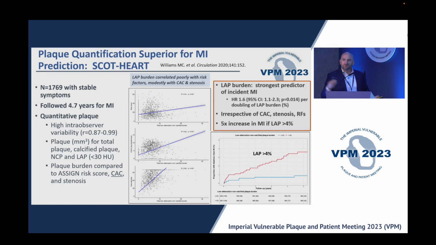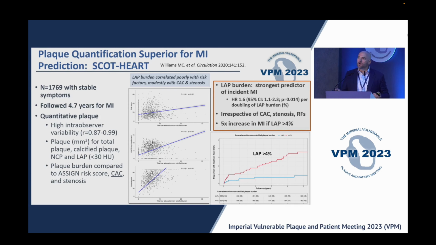And we've learned, again, from Dr. Williams, that in fact, advanced plaque analysis can be a game changer. In fact, if you look within SCOT-HEART, there was an advanced plaque analysis tool able to quantify the plaque burden of low attenuation plaque that was independent of calcium scoring, clinical risk factors and stenosis, and only modestly correlated with these things. And in fact, if you had a high burden of low attenuation plaque, you can see the significant increased risk of incident MI. In fact, it was the strongest predictor.